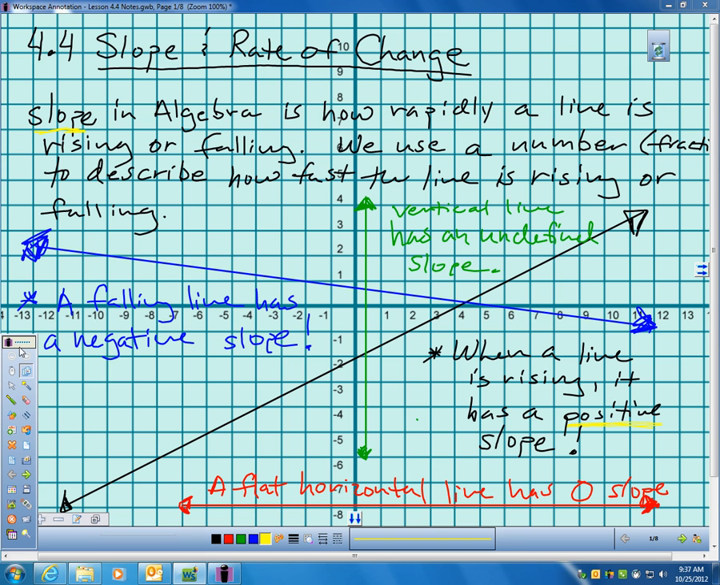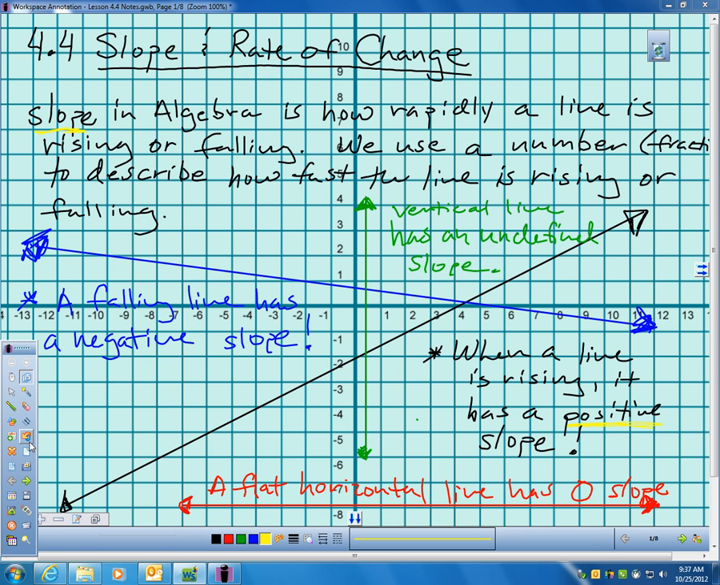I don't think there should be any questions on that, but those are the four basic lines you'll have. A rising line, which would have a positive slope, a falling line, which would have a negative slope, a flat horizontal line, which has a slope equal to 0, and a vertical line, which has an undefined slope.